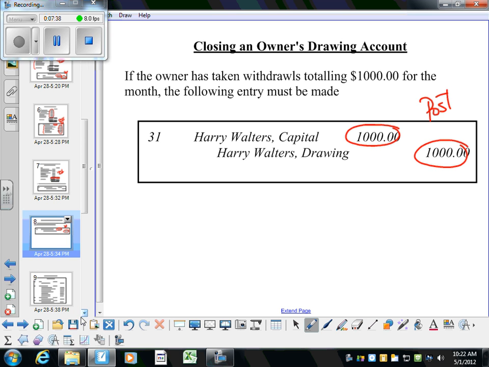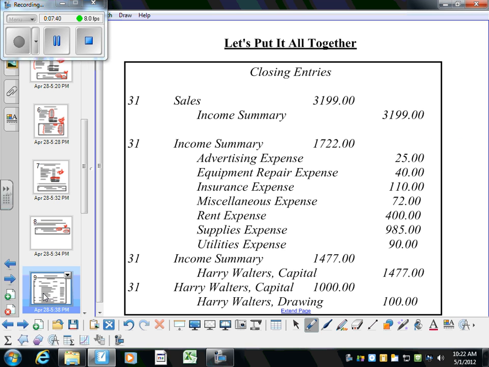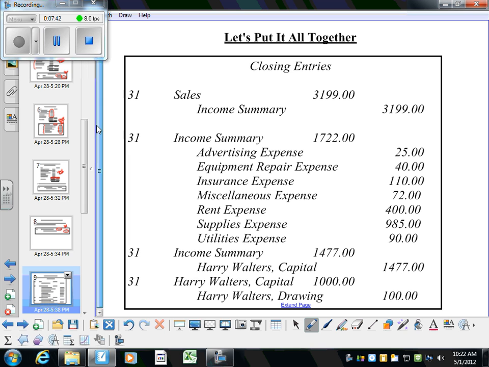So now, if we put it all together onto one general journal, it's going to look like this. Sales, closed, transferred to income summary, and post. Close advertising, equipment, insurance, miscellaneous, rent, supplies, utility. Transfer that whole total to the income summary.